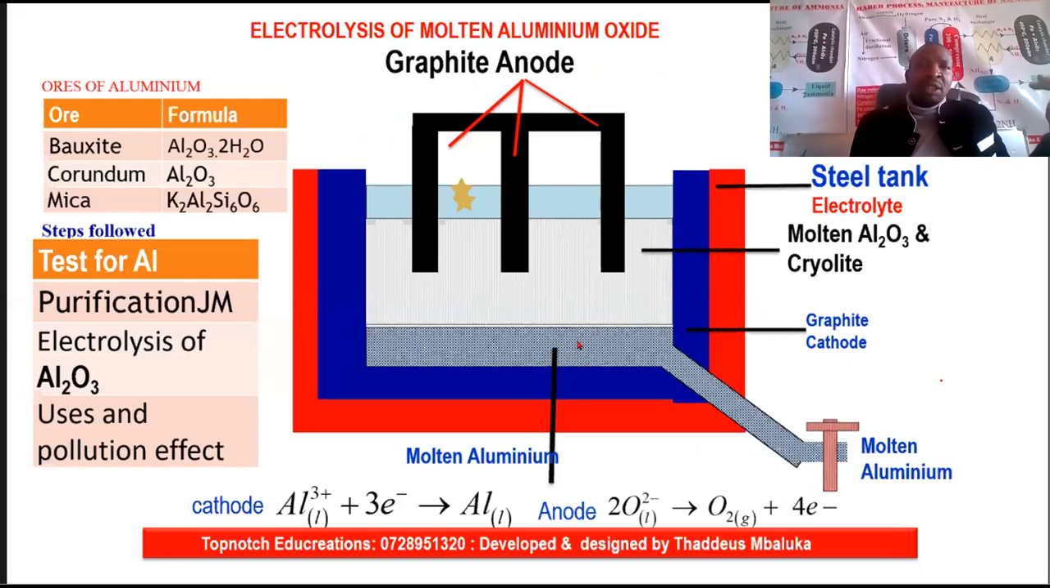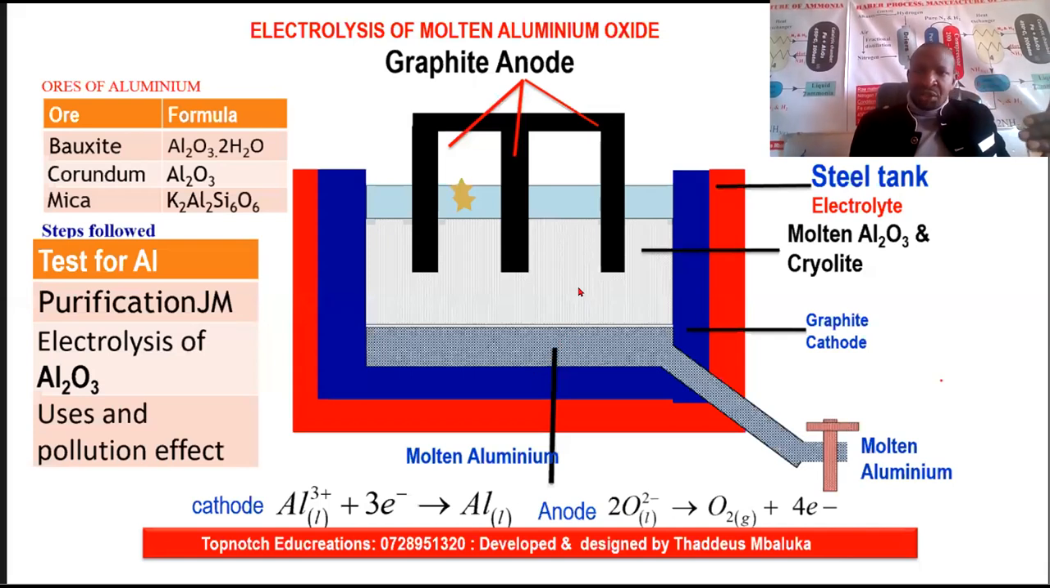Somebody has asked, if you are told to label the electrolyte, what do you label? The only thing for you to understand is that we have two liquids there: molten aluminium oxide and cryolite, and we have the molten aluminium. Molten aluminium is denser, so it forms the bottom layer, while the molten electrolyte forms the top layer. That's very important for you to understand.